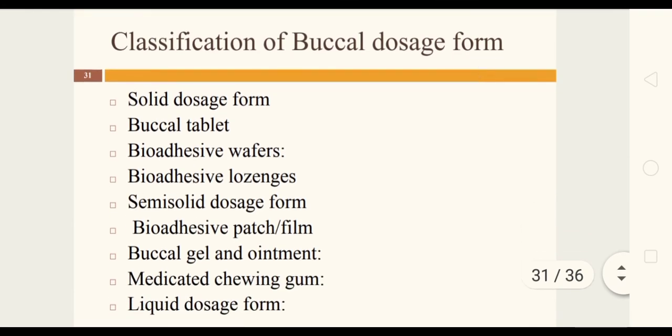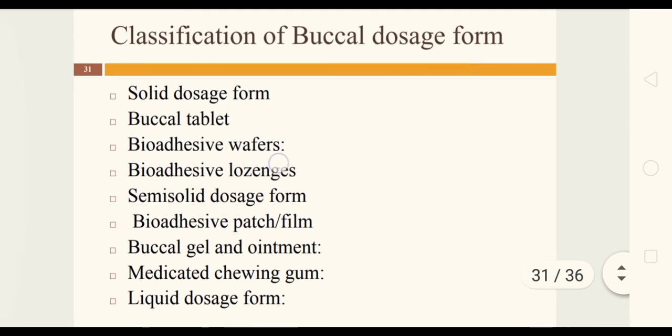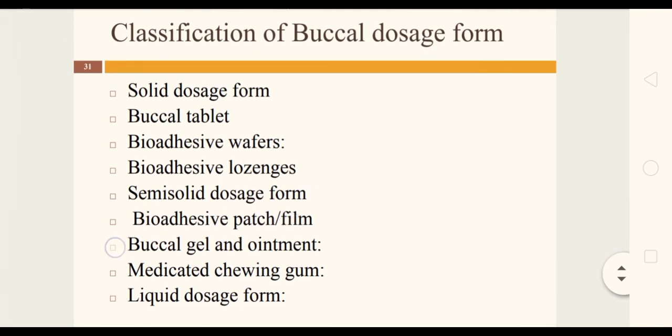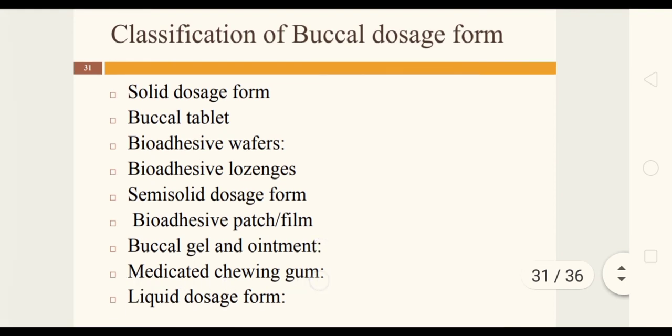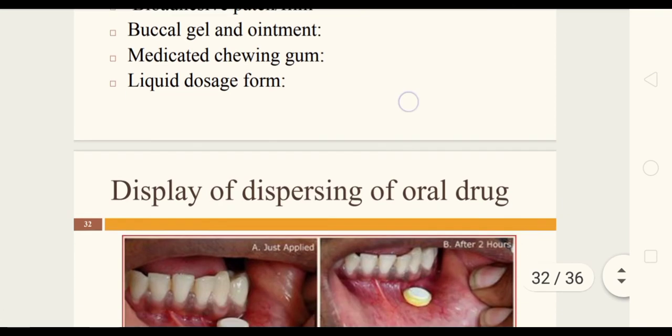Let's see the classification of buccal dosage forms. There are solid dosage forms: buccal tablets, bioadhesive wafers, and bioadhesive lozenges. The semi-solid forms include the bioadhesive patch, film, buccal gel and ointment, and the medicated chewing gum. And the liquid dosage forms include suspensions.